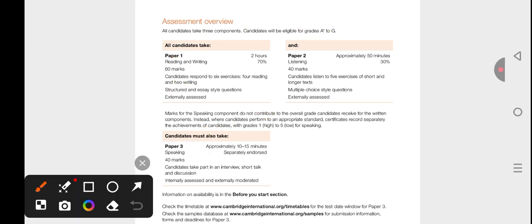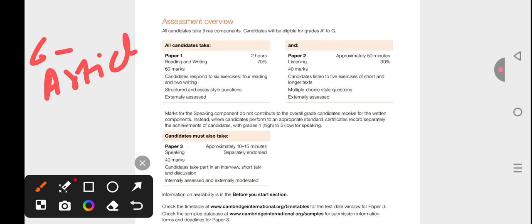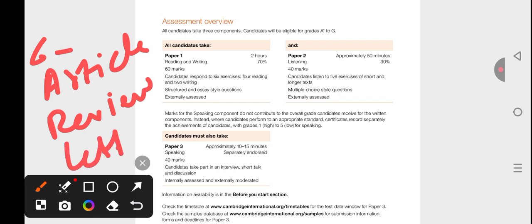Moving forward to the 6th exercise, it can be an article, it can be a review, it can be a letter, it can be report writing.